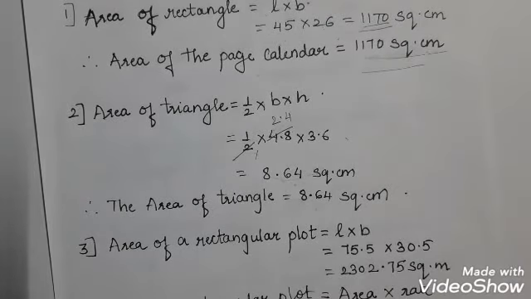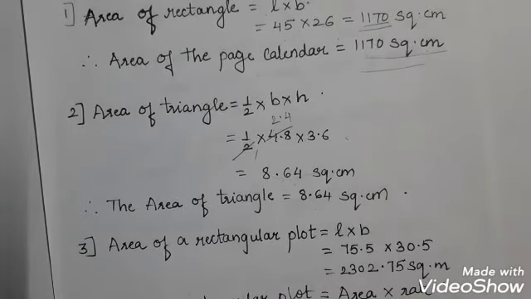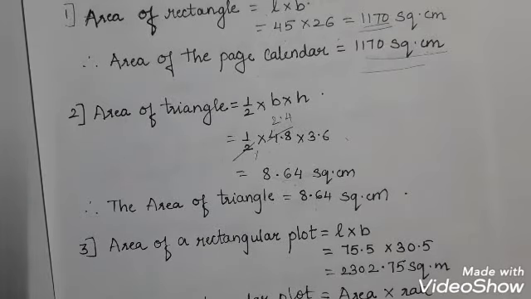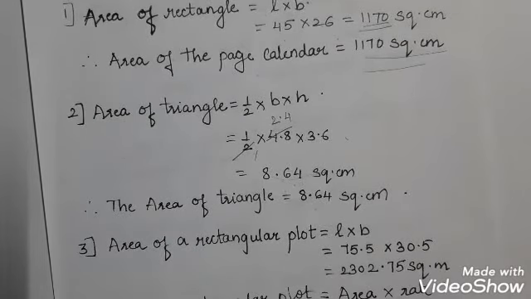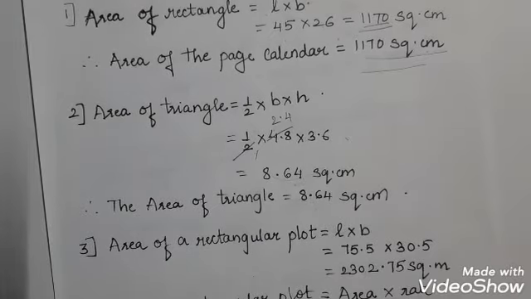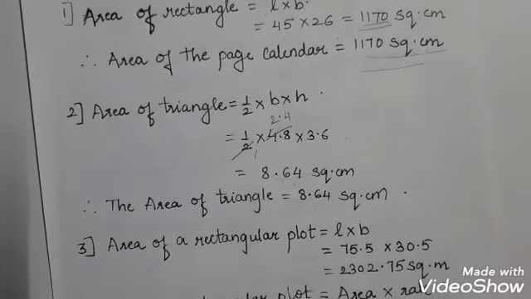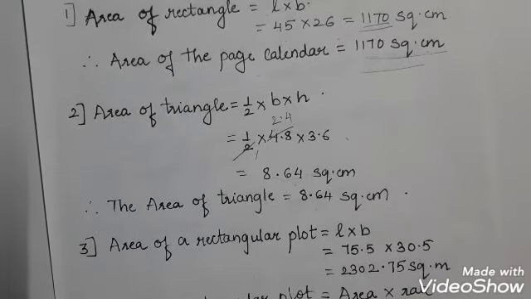What is the value of a rectangular plot of land 75.5 meter long and 30.5 meter broad at the rate of 1000 rupees per square meter? Now here, what is the value of the rectangular plot? So you have to find the value, means you have to find the total amount, whose length is given and breadth is given.